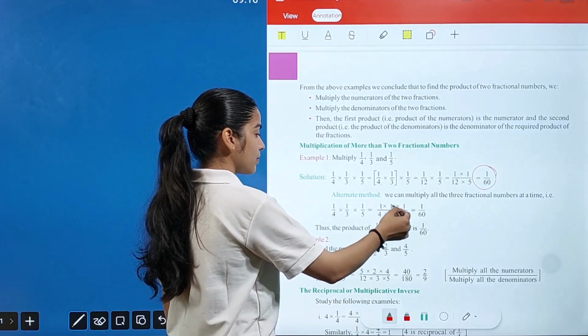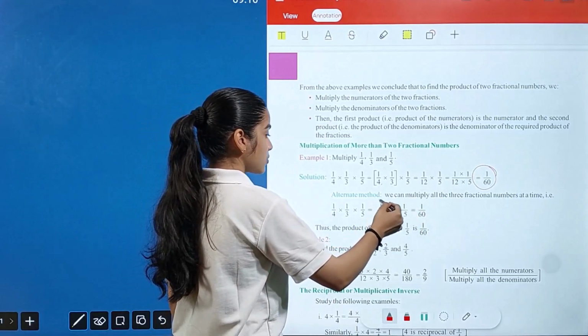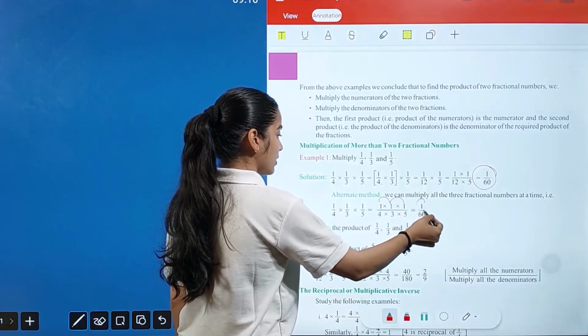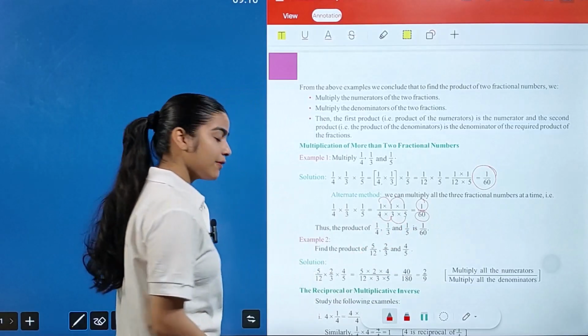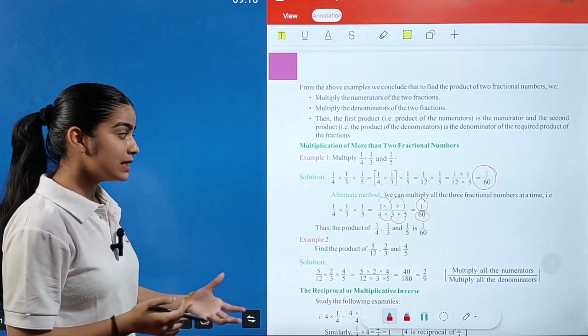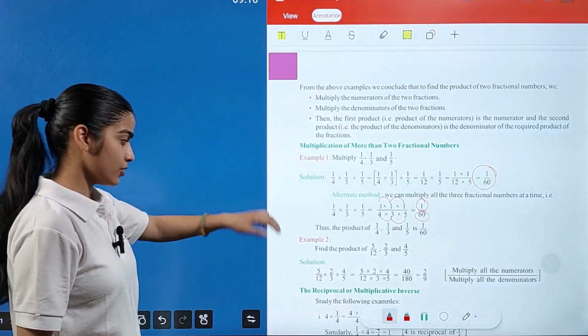1 by 4 multiplied by 1 by 3 multiplied by 1 by 5. So 1 1s are 1 and 1. So we write here 1. 4 3s are 12 and 12 5s are 60. So we have two methods, you can opt for whichever you find easier and solve your question.